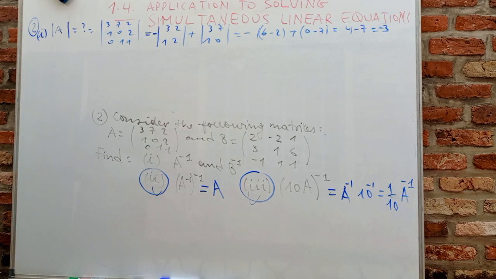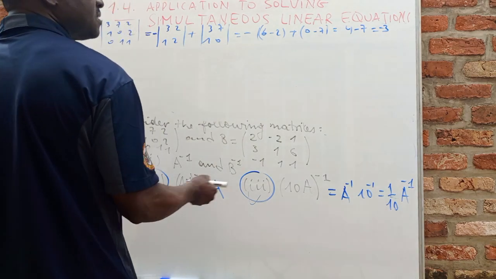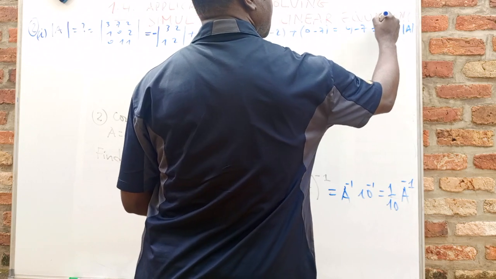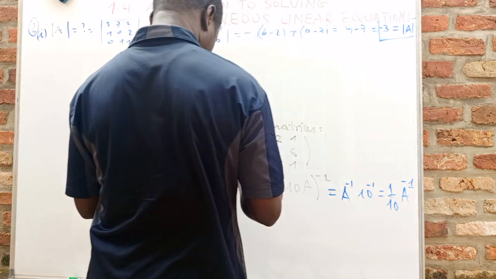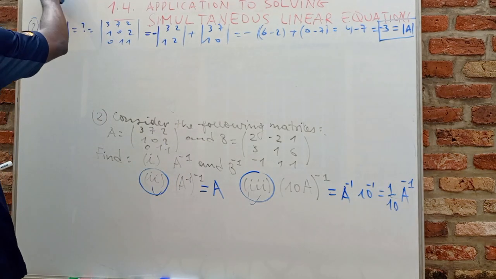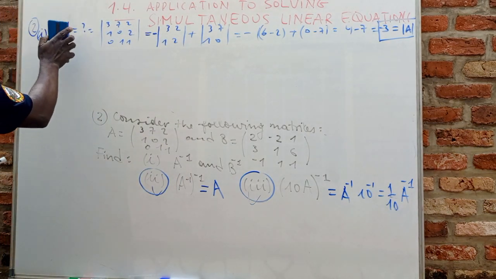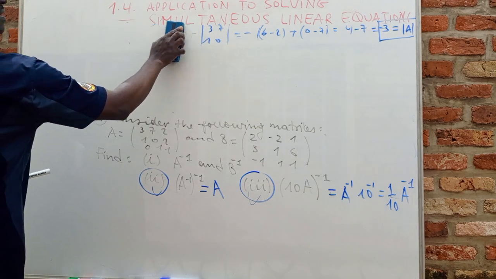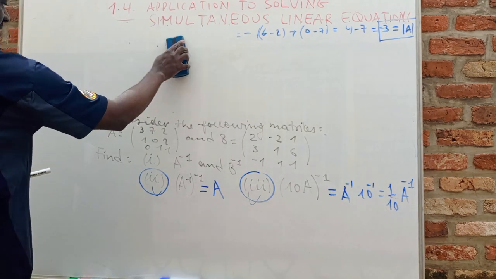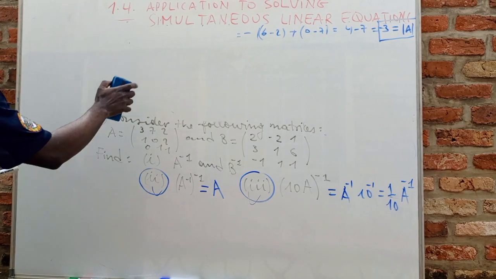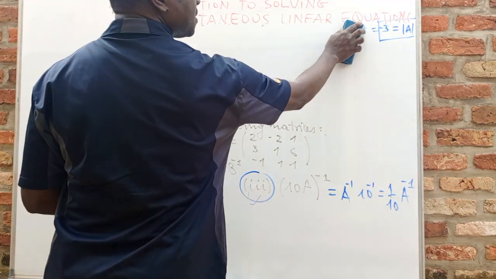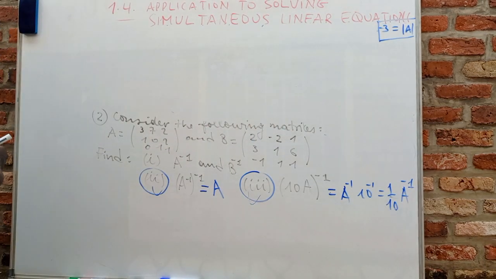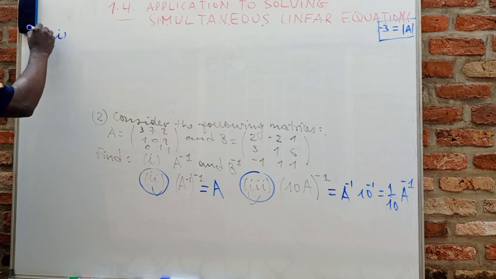4 minus 7 is going to be negative 3. That is the determinant of the first matrix A. Okay, so now let us find the second question. So the determinant is this negative 3. We are still working on question 2.